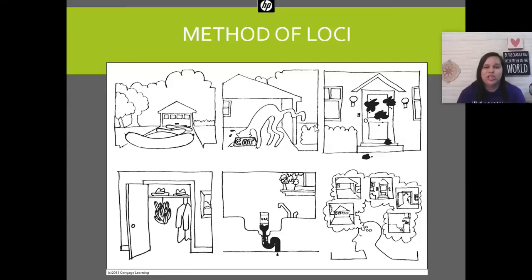In the picture here, it looks like the person has associated their grocery list with different parts of their house. So it looks like they've got hot dogs in the driveway, cat food by the garage, maybe that's jam or tomatoes on the front door, bananas in the closet. So as they're walking through the grocery store, they're thinking, okay, when I was in my driveway, what was in the driveway? Hot dogs. So they associate it with a location.